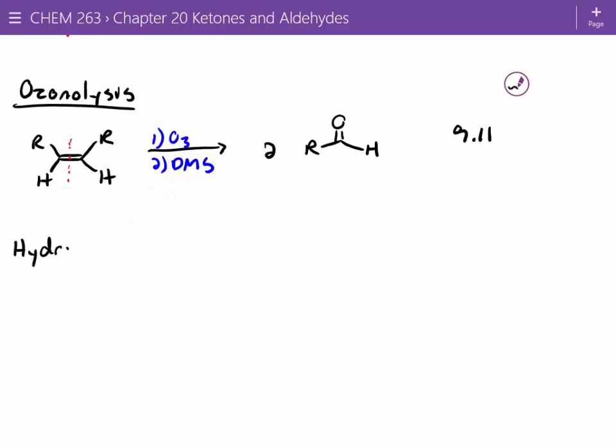Now, how about some of the ones where it doesn't make 2? Because I remember, I think it was on a quiz, where we used those, right, it didn't form 2.